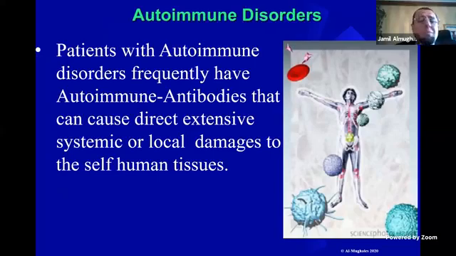So how can we know that patients might have autoimmune disease? We can know that this patient might have antibodies or cells that cause direct, extensive systemic or local damage to the self human tissue. We can know this when we see patients and want a proper diagnosis. The immune system can tell us what kind of disease, what type of antibodies, and how we can screen, confirm, and monitor the patients.